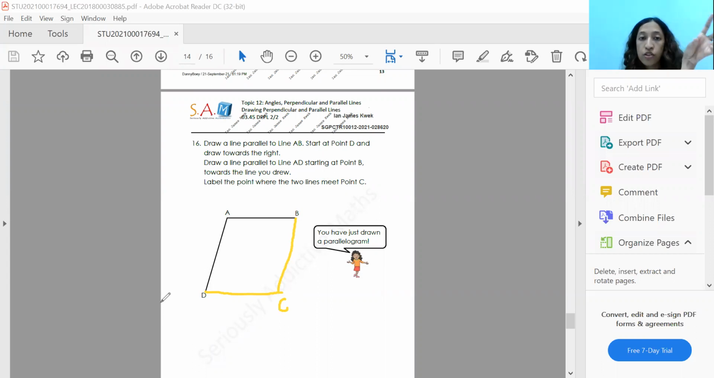So if you were to use a ruler, you would form this shape called the parallelogram, meaning AD is parallel to BC, AB is parallel to DC. Okay, so you would form your parallelogram over here. So that's that.